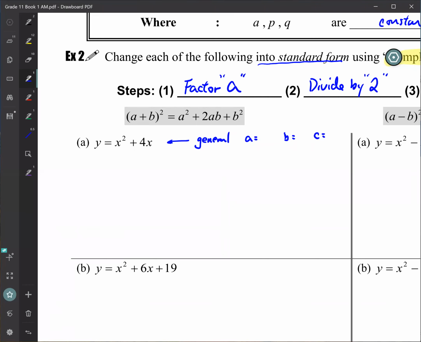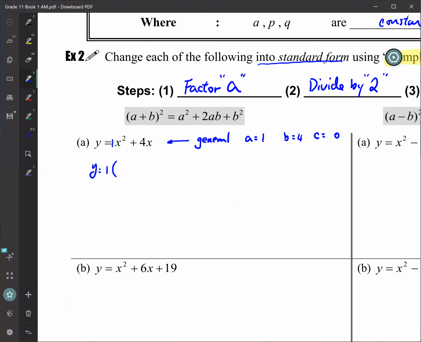A is 1, B is 4, and C is 0. Yes, very good. Okay, so our first step is to factor the A out. Factor is like the GCF, okay? So here the 1 is the A, right? So I want to take out the 1.